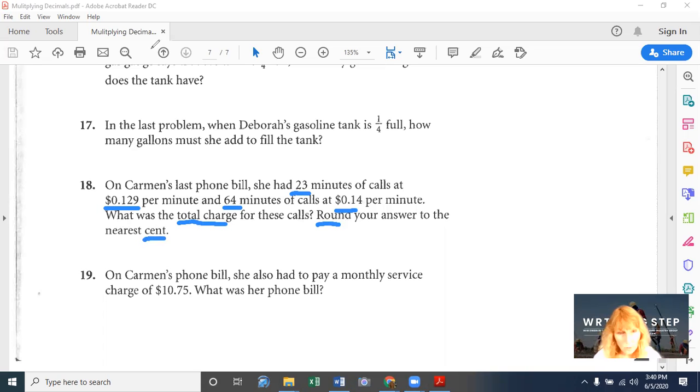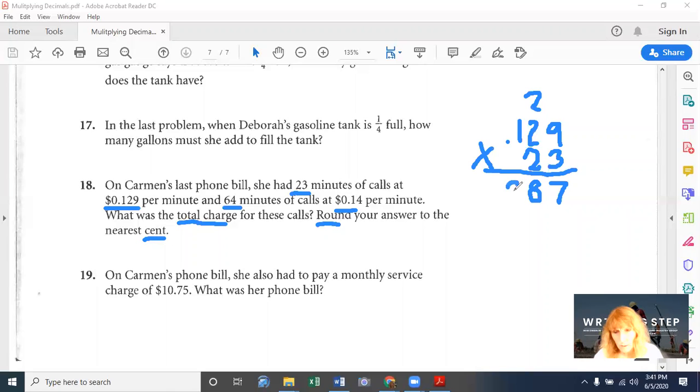Okay, so we're going to do this. So we have a couple of things to do. The first one is we're going to multiply 0.129. Now notice how I'm putting the number with more digits on top by 23 minutes. And we're going to times those together. And we're going to get 3 times 9 is 27. Down the 7, carry the 2. 2 times 3 is 6, plus 2 more is 8. And then 3 times 1 is 3.